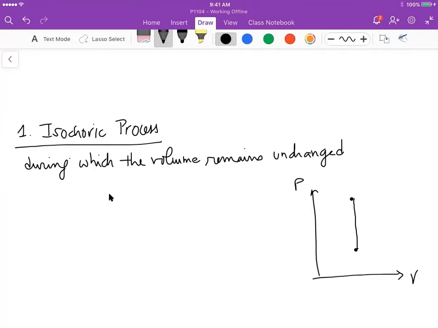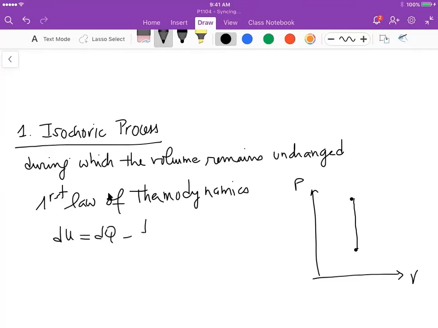So let's write down. The first law of thermodynamics tells us that dU is equal to dQ minus dW. And again, we can write dW as given by p dV.